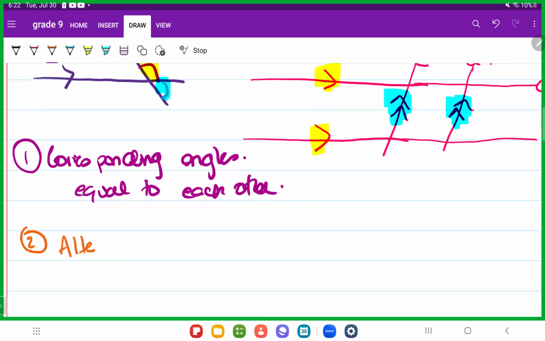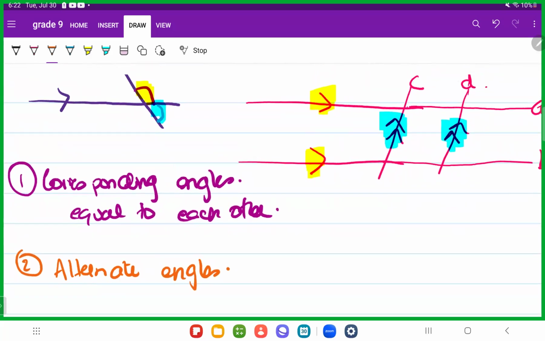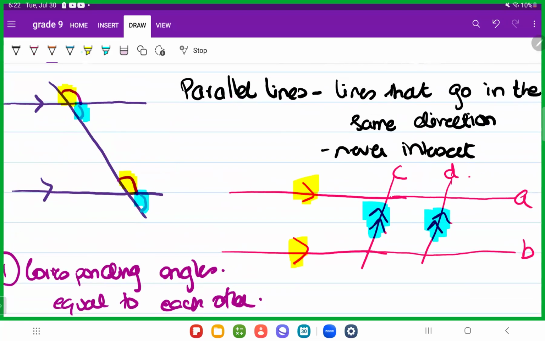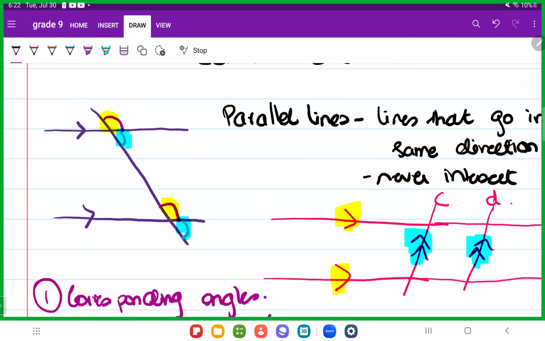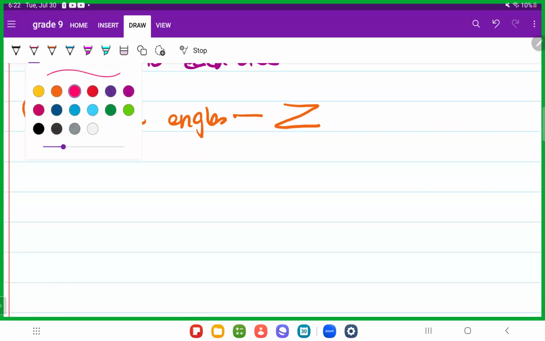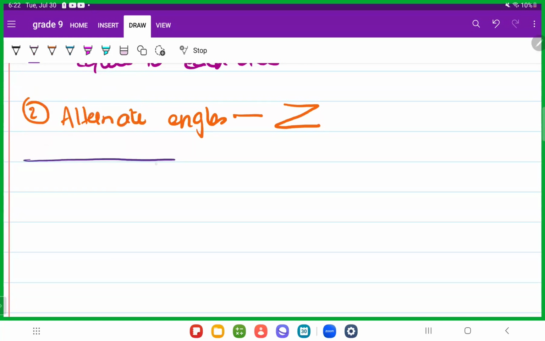Then we have alternate angles. Alternate angles make a Z. So what does that mean? So I have, can you see this? This was my corresponding angles. I'll make another. These are my parallel lines. So both of these will be under parallel lines, all right? So can you see this?